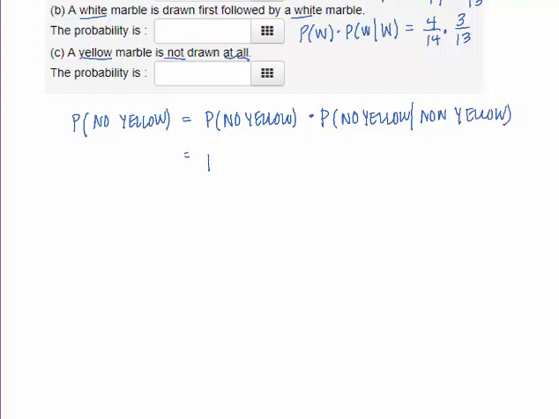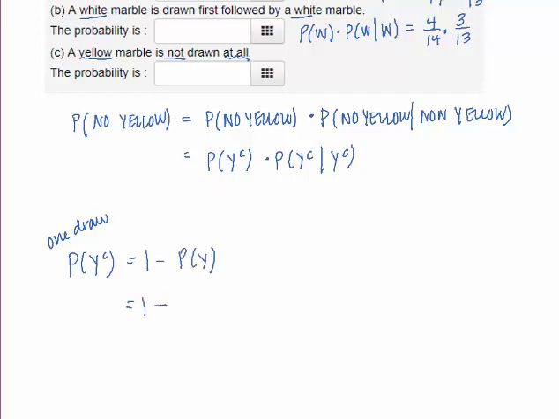We can simplify that a little bit. The probability of a yellow complement times the probability of yellow complement, given that we've already had the yellow complement event occur one time. Now, a complement means 1 minus the probability of that event, but we might not need that whole business. However, let's do it really quickly. The probability of yellow complement on a single draw is 1 minus the probability of yellow. So 1 minus, there are 3 yellows in 14, or 11 in 14.